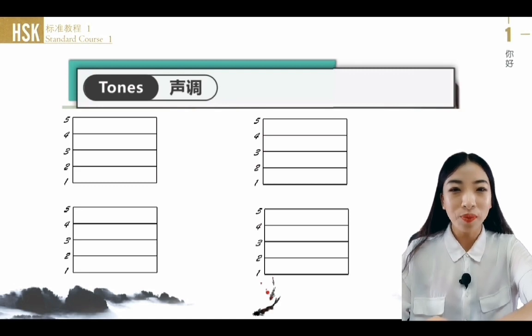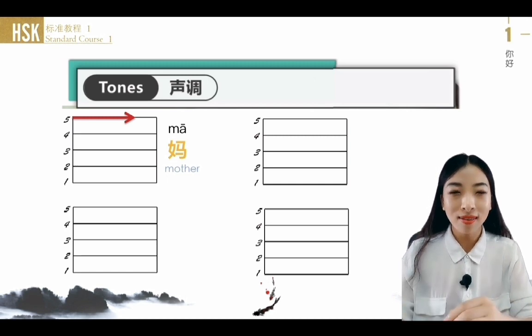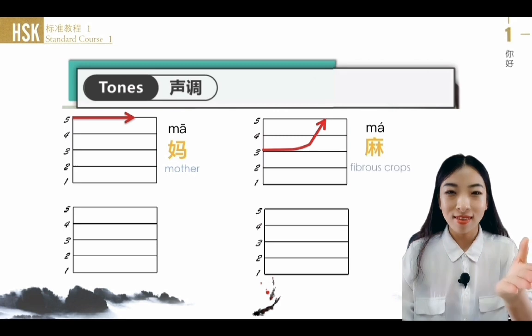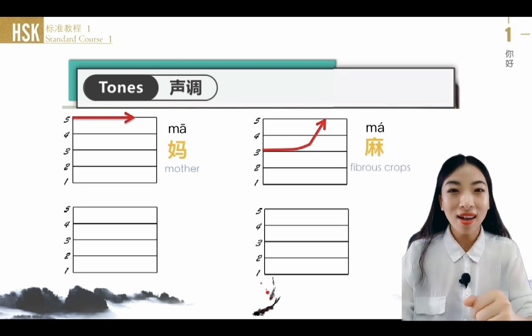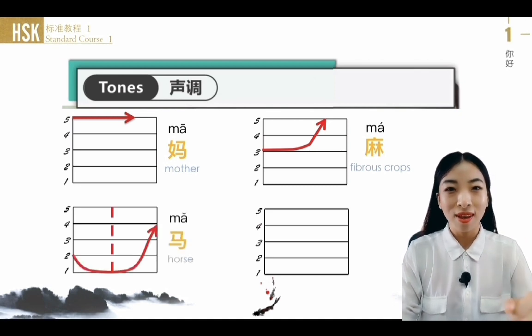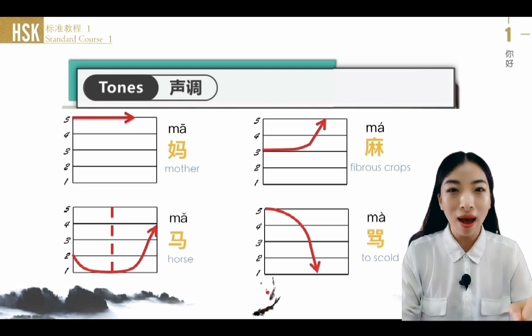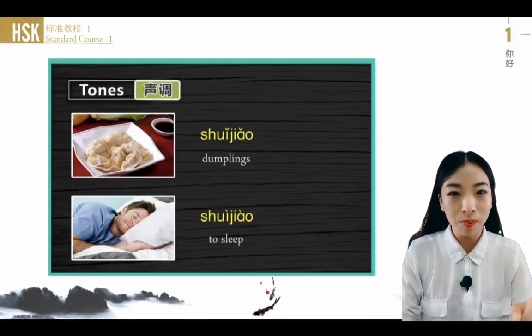Your time. Please try to pronounce the 4 tones yourself. The first tone, ma. The second tone, ma. The third tone, ma. The fourth tone, ma. Are the tones important?